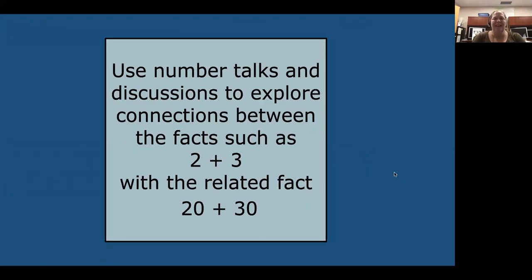And alongside helping them to get faster, and certainly games and other activities like that will help them to get faster, we also want to use some number talks and discussions to explore connections between the facts that they've now learned, like 2 + 3, with the related fact 20 + 30. You know, why are those connected? How are they connected? And really having some deep discussions about those connections so that students can utilize those small facts to help them with many addition problems down the road.